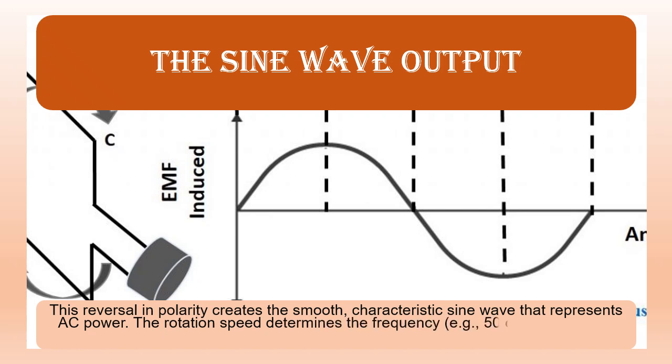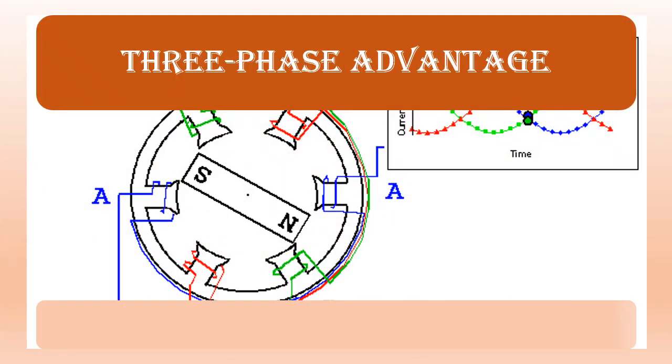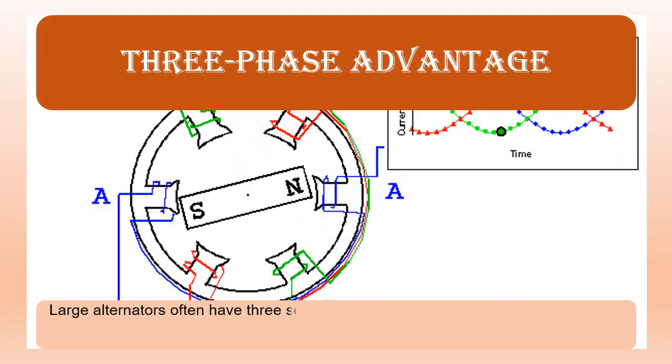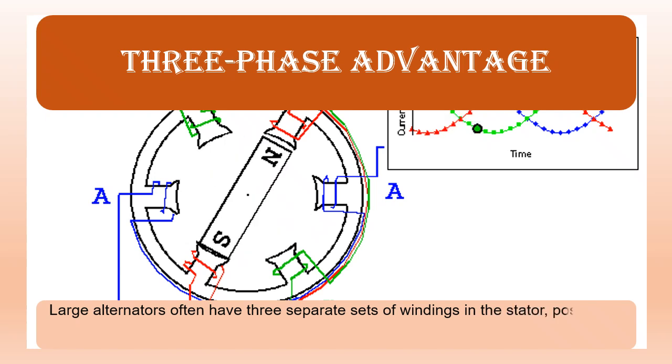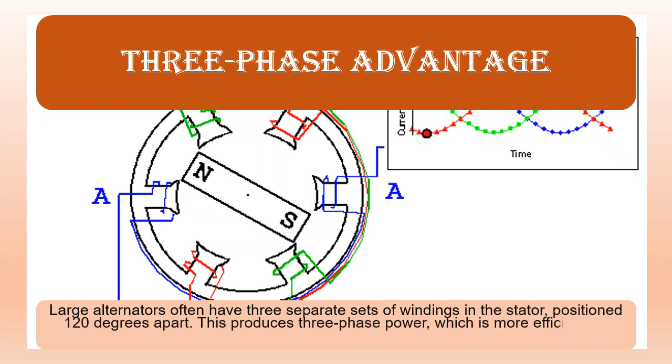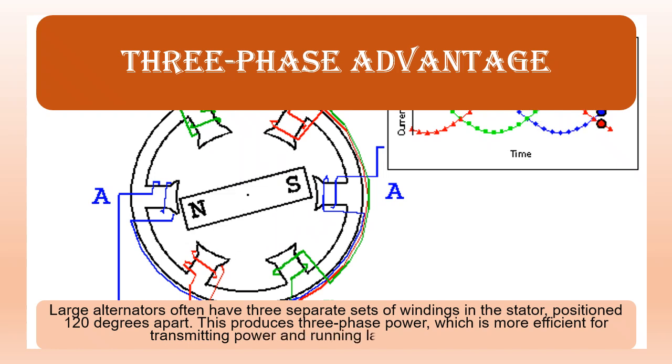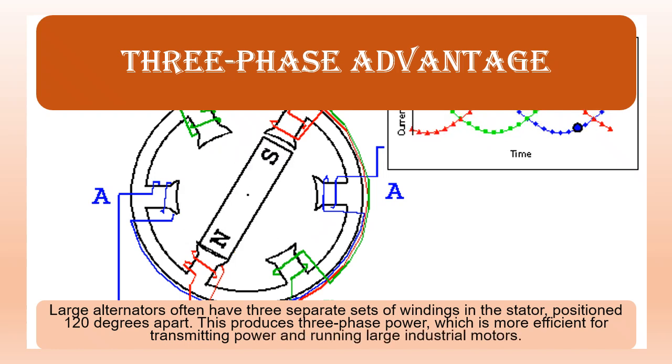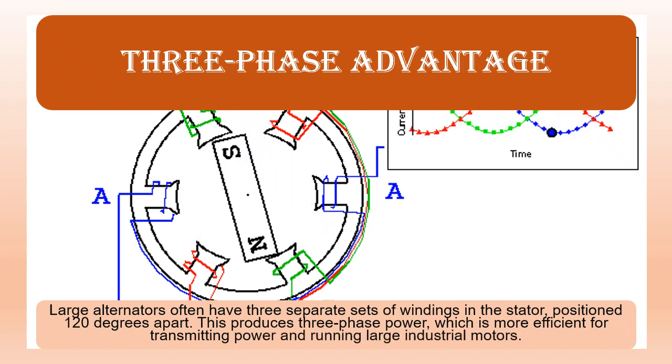The rotation speed determines the frequency, e.g., 50 or 60 cycles per second, or Hertz. Three-phase advantage. Large alternators often have three separate sets of windings in the stator, positioned 120 degrees apart. This produces three-phase power, which is more efficient for transmitting power and running large industrial motors.